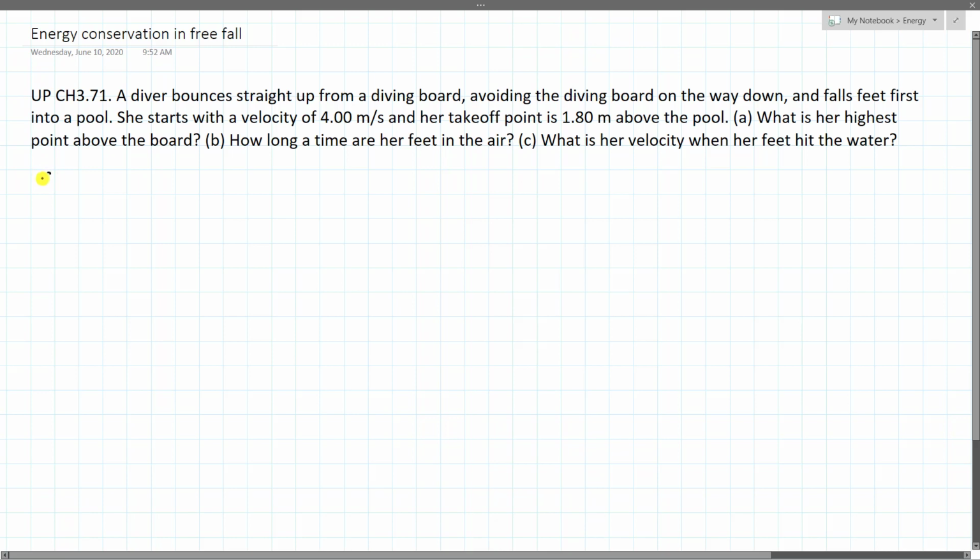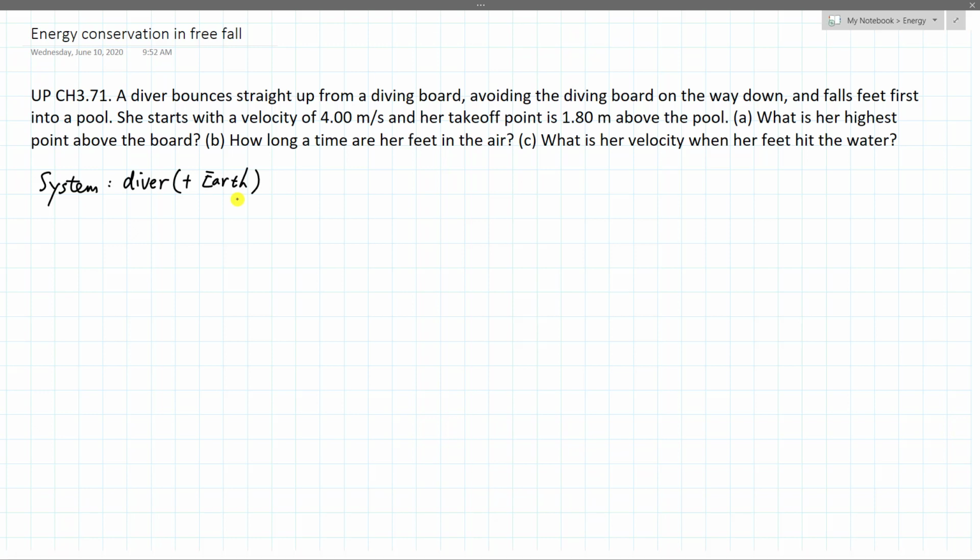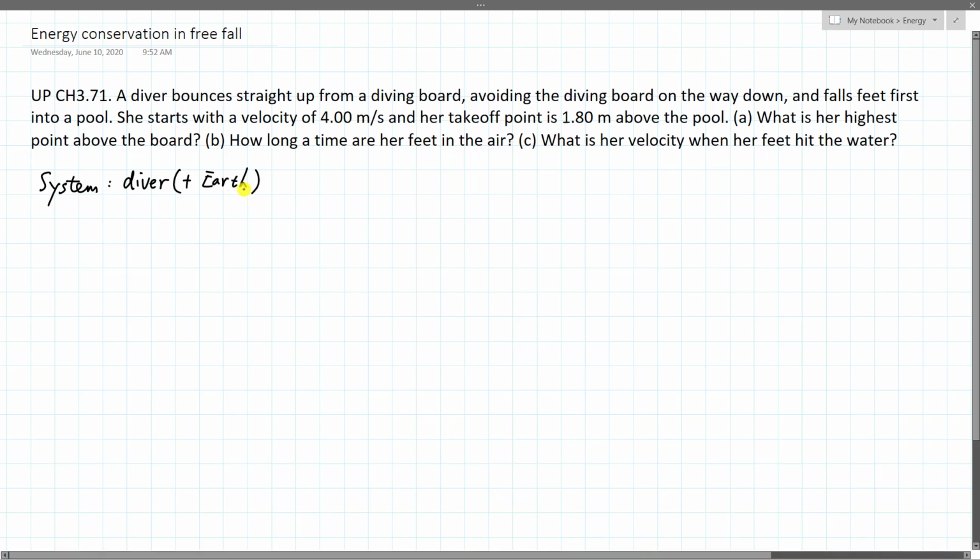So we'll define our system as the diver plus Earth. So we can use gravitational potential energy. Although this portion is more or less implicit, we'll just say we are analyzing the diver's mechanical energy. Although there won't be any potential energy due to gravity if there weren't any Earth, right? So we'll just implicitly pick the Earth as the silent partner.